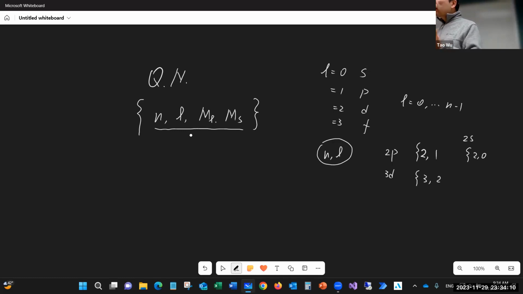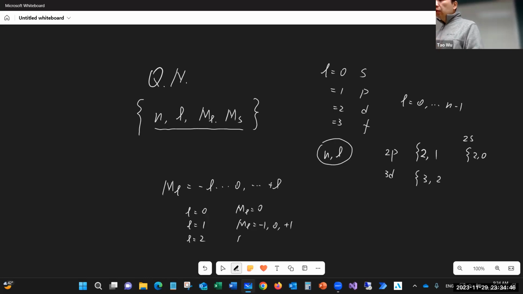m sub l tells us which orbital in that subshell. And m sub l goes from negative l to 0 to positive l. So if l equals 0, then m sub l can only be 0. If l equals 1, m sub l gives us 3 numbers: negative 1, 0, and positive 1. Each number represents one box, one orbital.